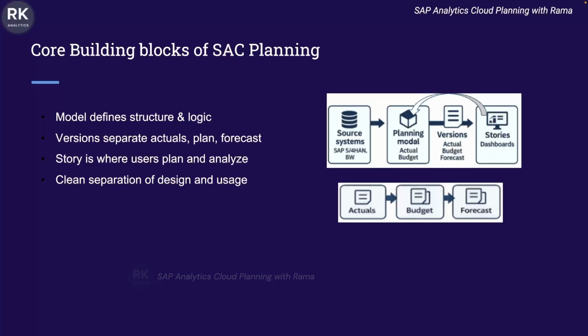Now, to make all this work, SAC planning is built using a few core components. Think of these as building blocks. Once you understand them, everything else starts to make sense. First, we have planning models. This is where the structure lives. Things like time, accounts, cost center, products, and the measures we plan on. Then we have versions. Versions allow us to separate actuals, budgets, forecasts, and simulations, all within the same model.